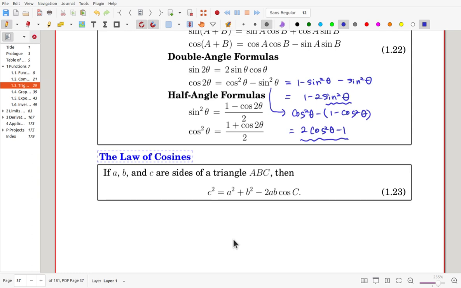And the law of cosines: a, b, c are the sides of a triangle, and A, B, C are the corresponding opposite angles. Then, for example, c squared is the same as a squared plus b squared minus 2ab cosine C. Of course, b squared or a squared can be defined similarly. Okay.